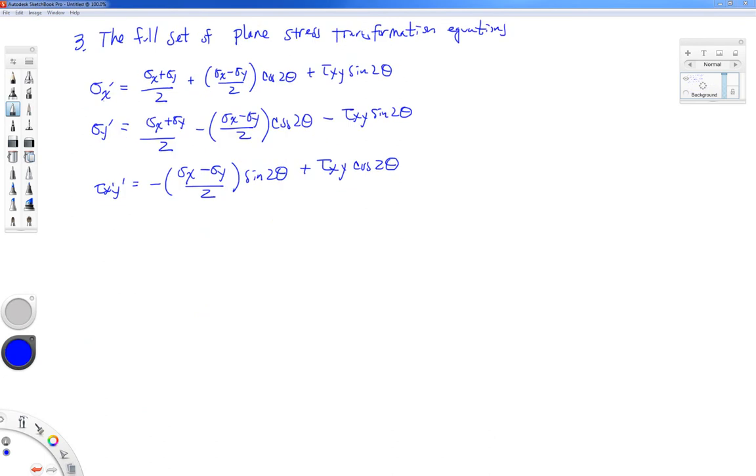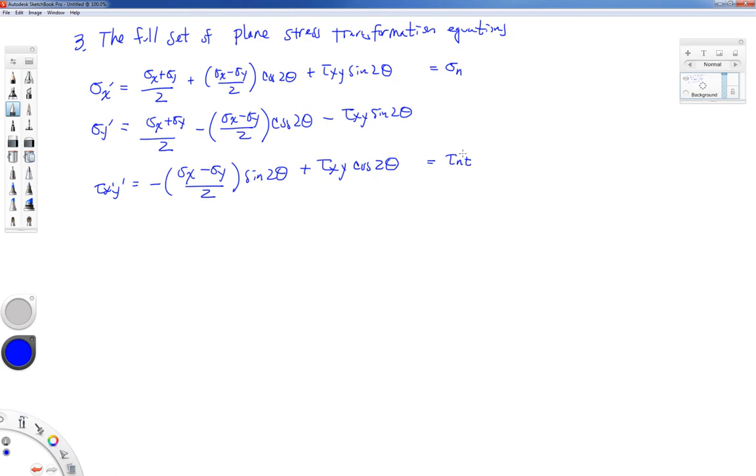Okay, so here's this full set of plane stress transformation equations for sigma x prime, sigma y prime, and tau x prime y prime. As we said before, sometimes we're going to use the x prime y prime notation. Sometimes we're going to use the sigma n and tau nt notation. So this can also be written as sigma n, and this tau x prime y prime can also be written as tau nt.